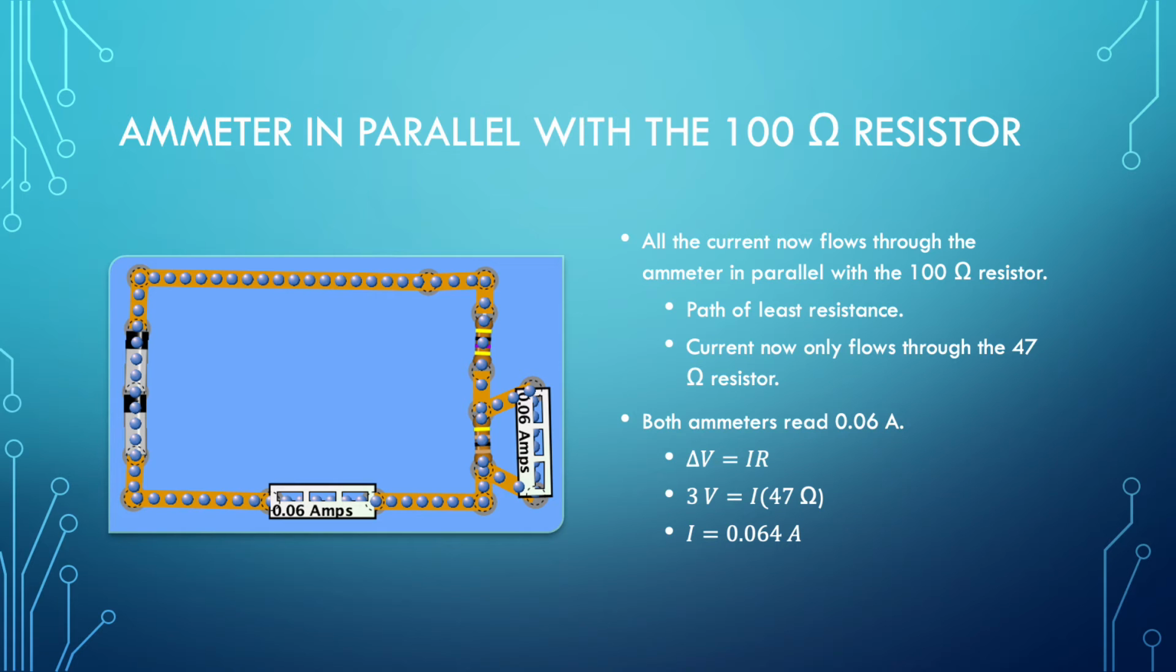After that, I connected an ammeter in parallel with the 100 ohm resistor. Because the ammeter has zero resistance, all of the current flows through the ammeter in parallel with the 100 ohm resistor rather than that resistor taking the path of least resistance. Now the current only flows through the 47 ohm resistor. Utilizing Ohm's law, we can verify the ammeter readings of 0.06 amps.